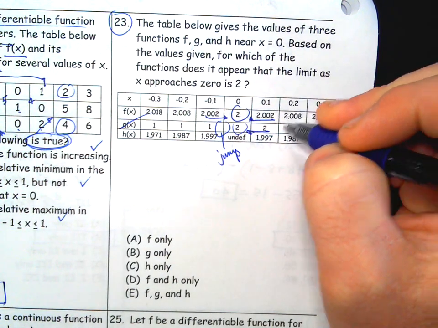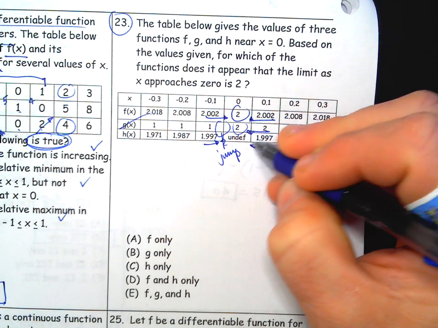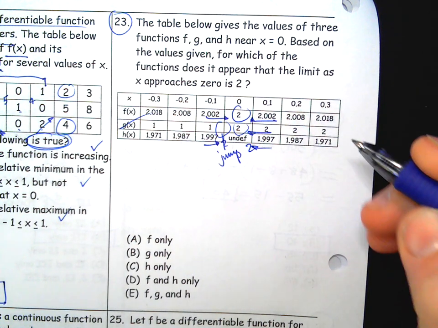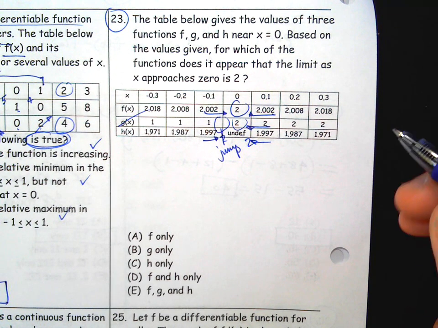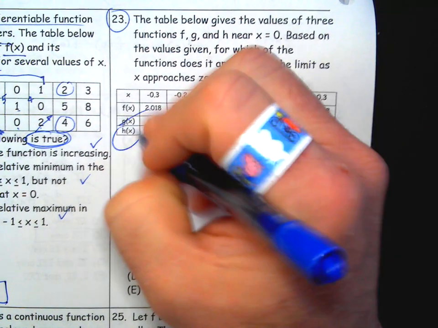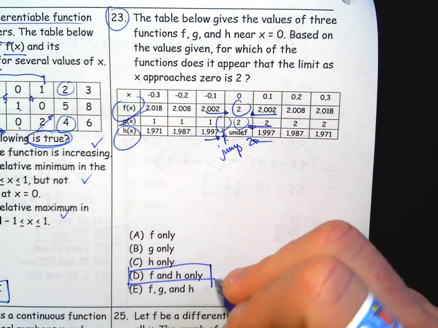And H looks like it's going towards 2 on both sides, even though it's not equal to 2. That doesn't matter. The limit can exist even if the function doesn't exist or disagrees with it. So I'm going to say F and H, based off of what I'm seeing in the table.